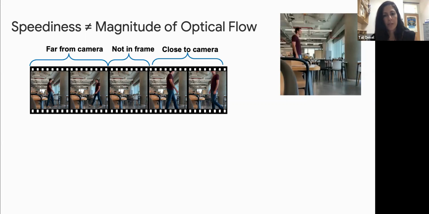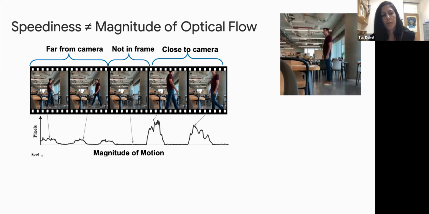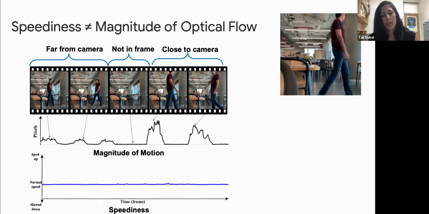So here we have a video. You have a person walking far from the camera, then he goes out of the frame, and then he comes and walks closer to the camera. If you look at the magnitude of the optical flow, this is how it looks. You get larger magnitudes of flow when the person is coming closer to the camera. And here are our speediness predictions, and you can see that SpeedNet predicts normal speed for the entire video, regardless of the magnitude of motion.